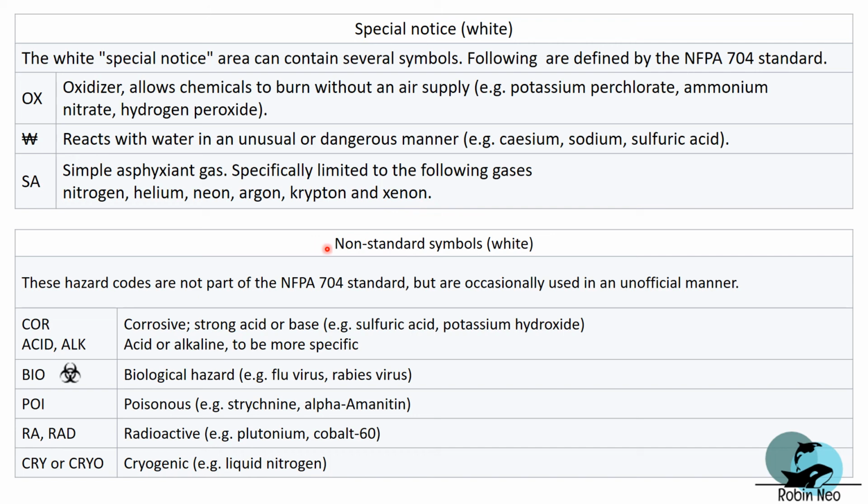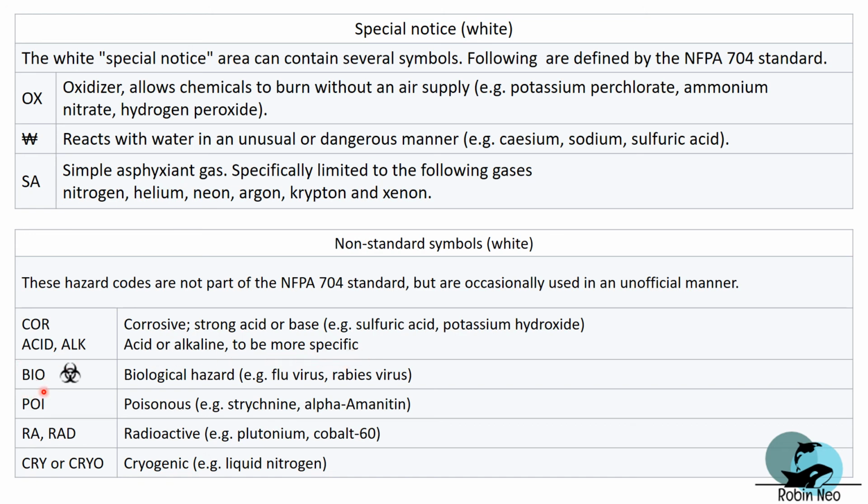Non-standard symbols are also used in white cube. These hazard codes are not part of the NFPA 704 standard but are occasionally used in an unofficial manner. The use of non-standard codes may be permitted, required, or disallowed by the authority having jurisdiction like fire department. COR means corrosive or strong acid or base, such as sulfuric acid and potassium hydroxide. Acid or ALK means acid or alkaline, to be more specific.